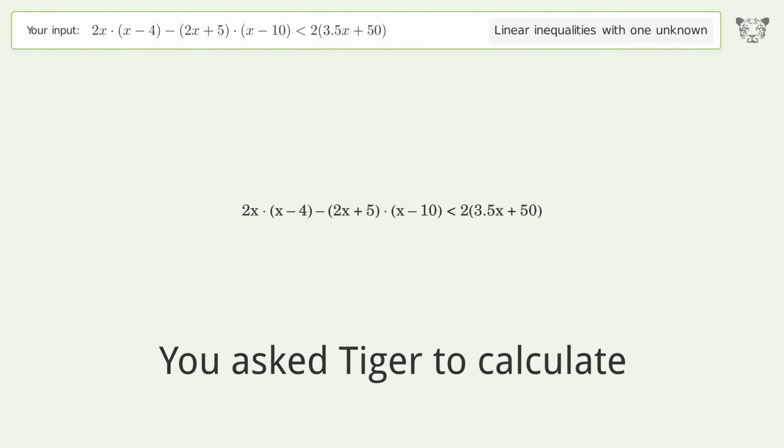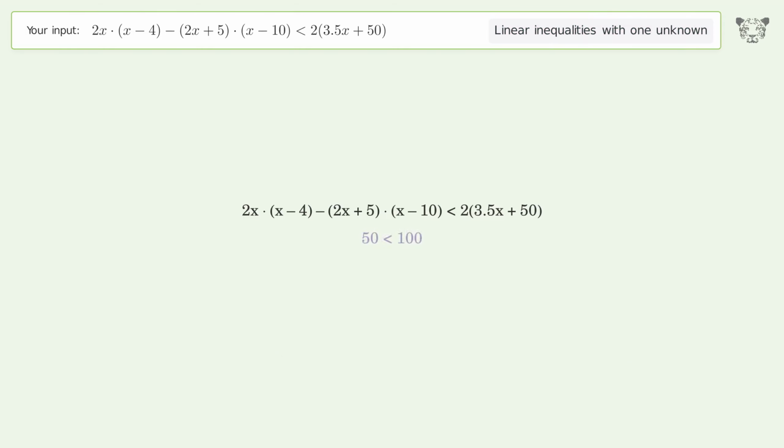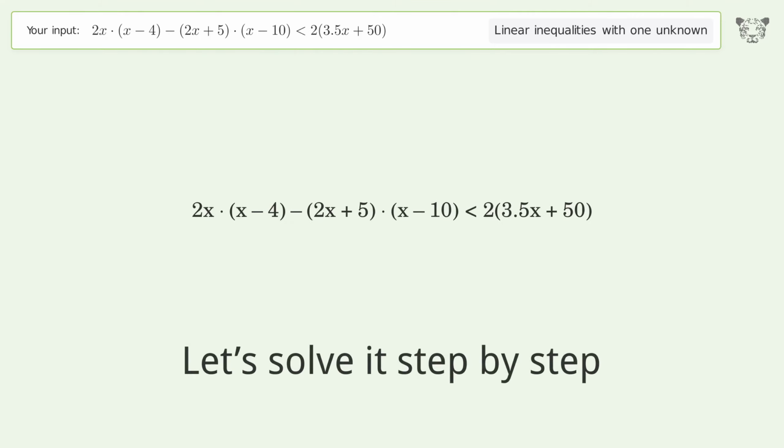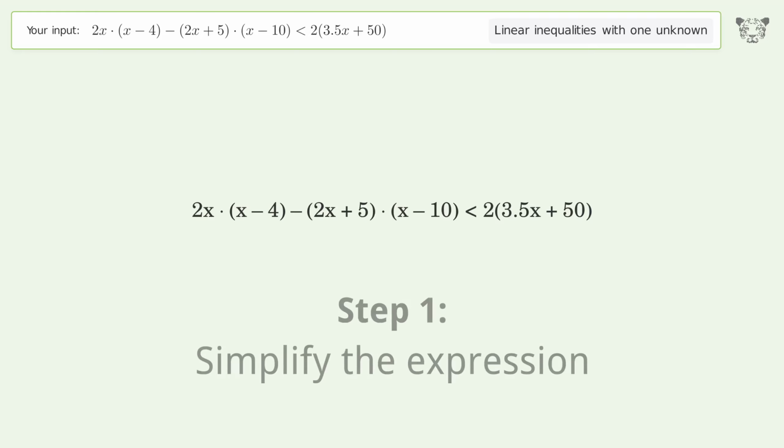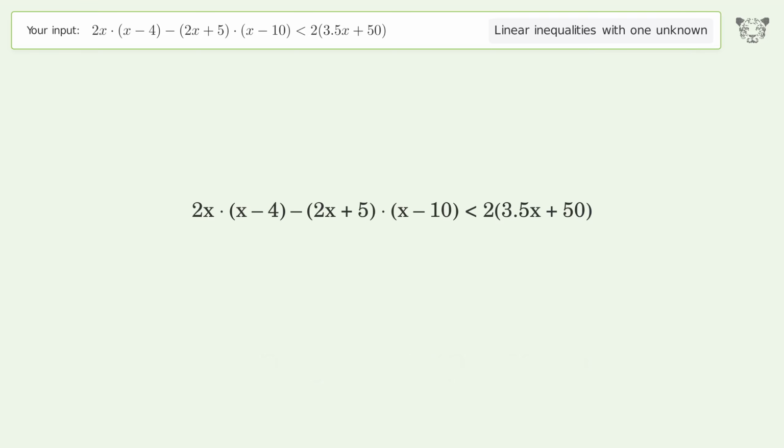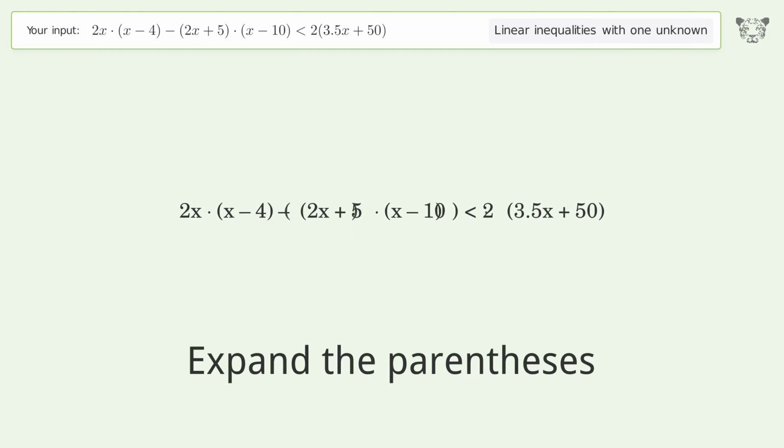You ask Tiger to calculate. This deals with linear inequalities with one unknown. The final result is 50 smaller than 100. Let's solve it step by step. Simplify the expression. Expand the parentheses.